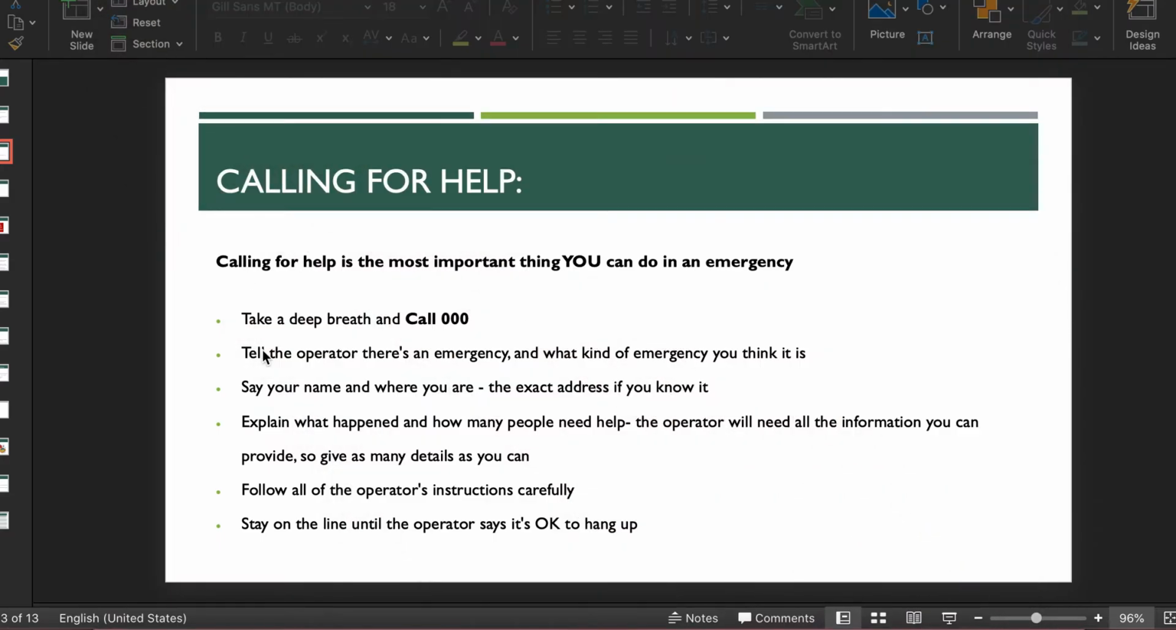Okay, so think about that. Just listen to their instructions carefully, okay, and do not hang up until they say that it's okay to hang up, and most likely they will try and keep you on the phone until the ambulance arrives.